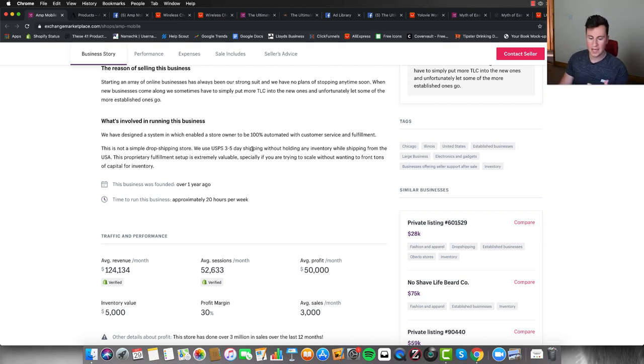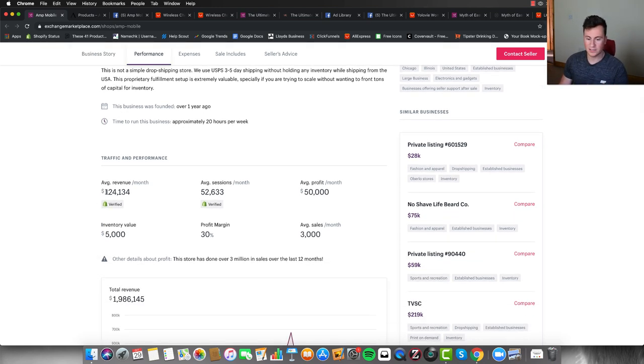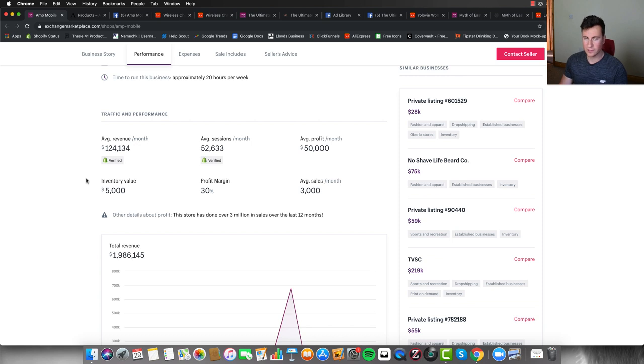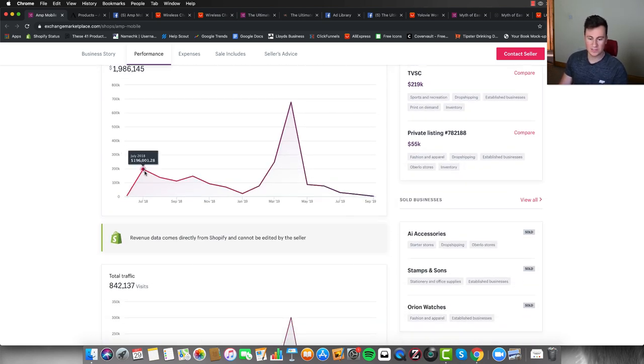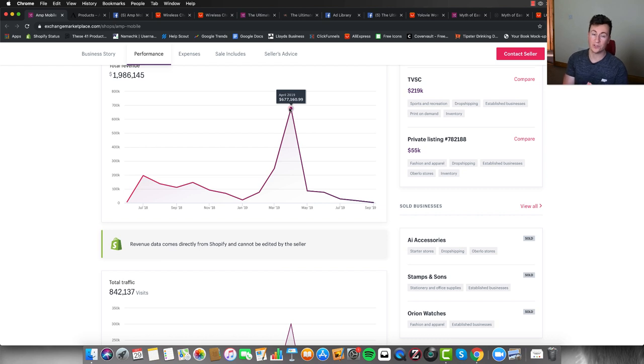All the numbers, like I said, are verified, and these guys on average are doing about 125 grand a month. And if we just go through the revenue for the past 12 months, they're doing 6 figures pretty consistently every month, more or less, with their best month being in April 2019, which was nearly $700,000, which is obviously pretty good.